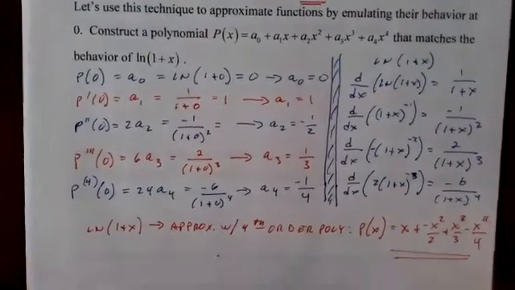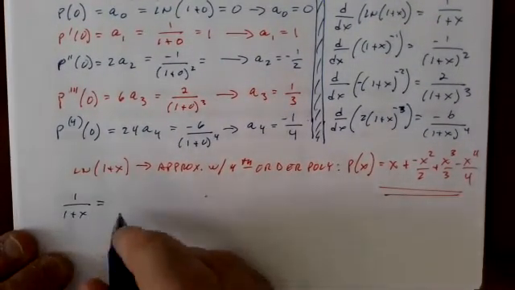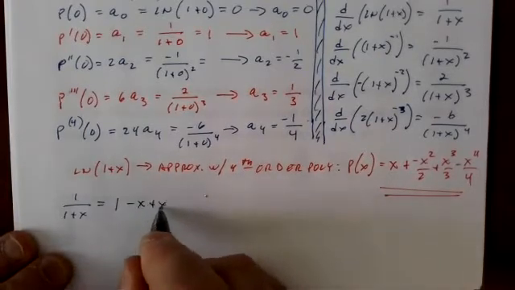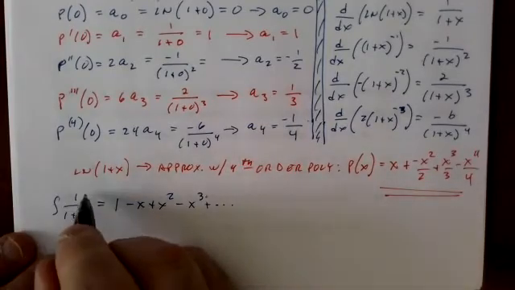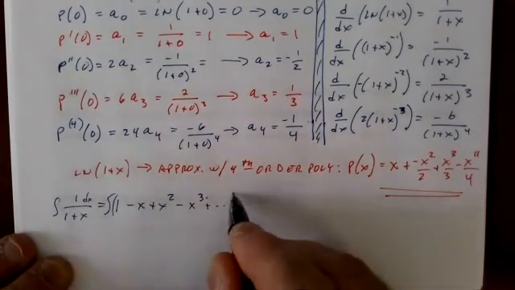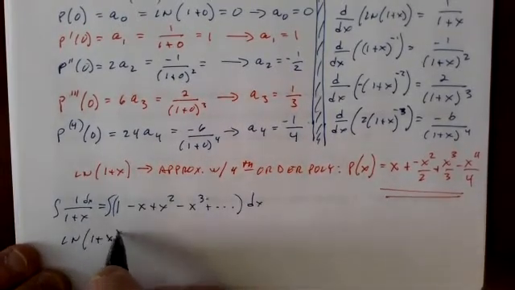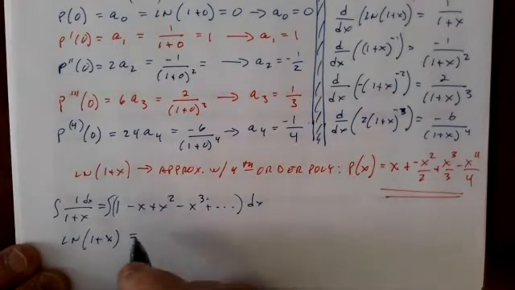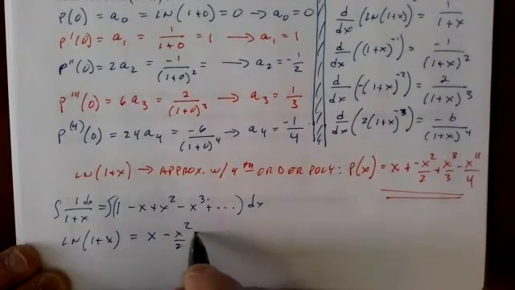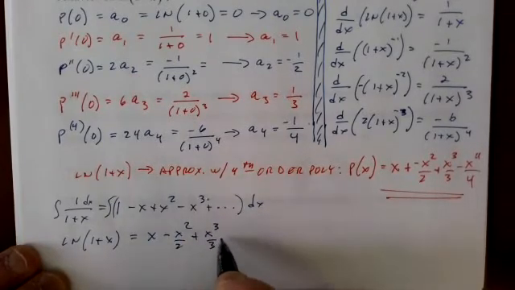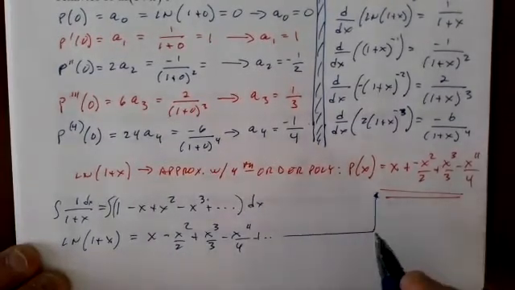Didn't we do something where we said 1 over 1 plus x equals 1 minus x plus x squared minus x to the third, dot, dot, dot? And then we integrated it, and we said that's ln of 1 plus x, technically with an absolute value. And when we integrated, we got x minus x squared over 2 plus x to the third over 3 minus x to the fourth over 4. Hey, that's pretty cool.